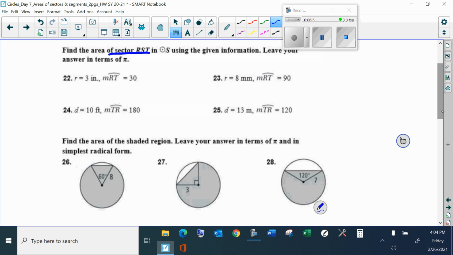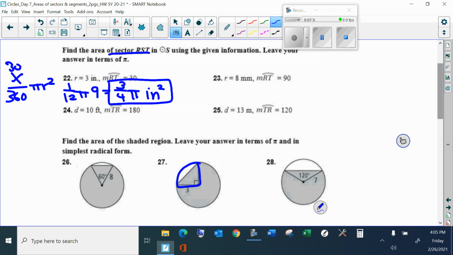Okay, so we're doing sectors here, so we're not having to subtract anything off. We're doing the entire sector. So it's just a fraction of the area of the circle, is all it is. So that would be x over 360 times pi r squared for all of these, 22 to 25. It tells me r is 3, so I can fill that in. And the measure of arc RT is 30 degrees, so that goes there. So 30 over 360 is 1/12. Pi and 3 squared is 9. Of course, 9/12 reduces to 3/4 pi.